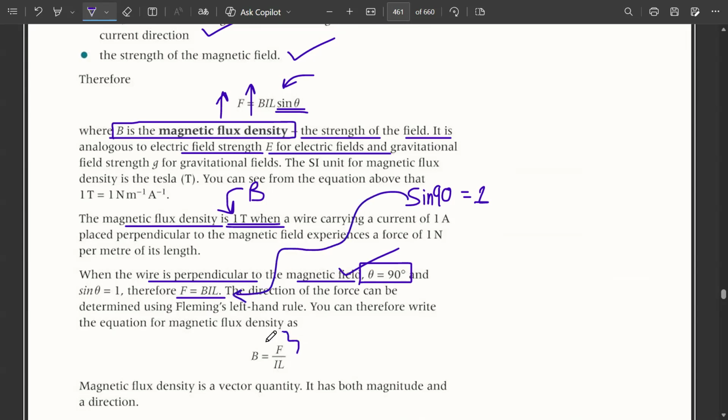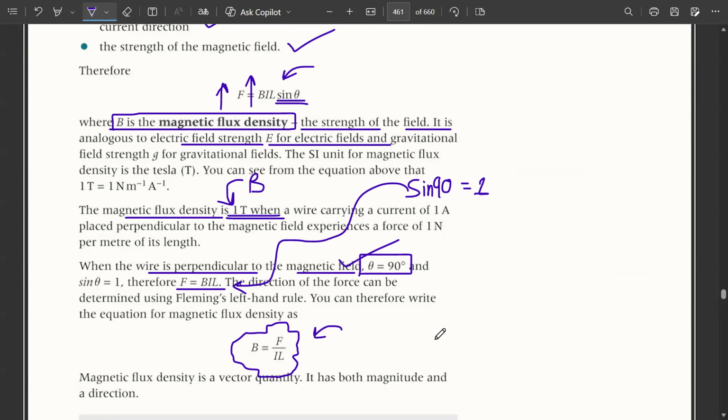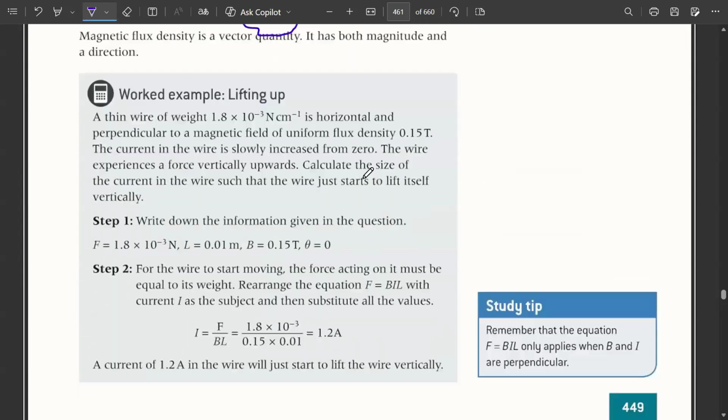And if you want to find B, you can rearrange the formula. And what does the formula become? B equals F over IL. F over IL. Exactly. Explain me this question.